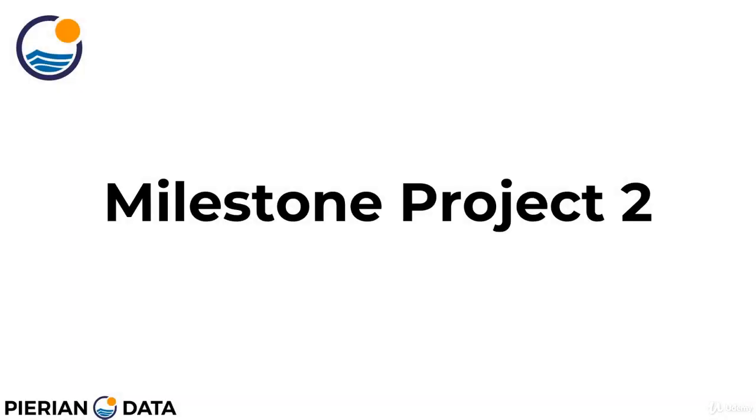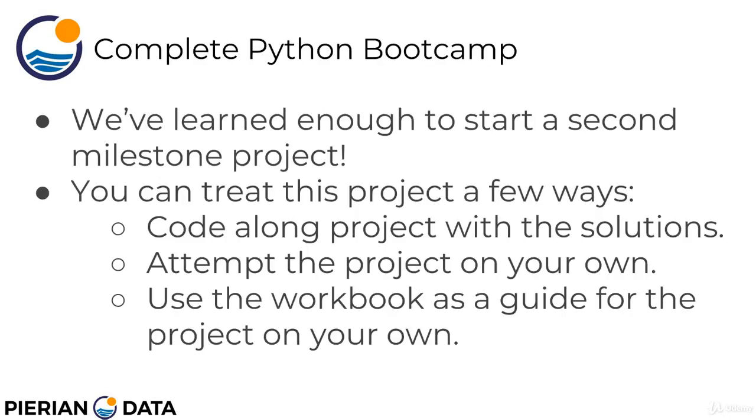Welcome back, everyone, to your second milestone project. So we've now learned enough about Python with object-oriented programming, errors and exception handling, as well as functions, enough to actually start a larger project. And in this case, it's going to be our second milestone project, where we're going to be creating a blackjack game with Python. Now you can approach this project one of a few different ways.